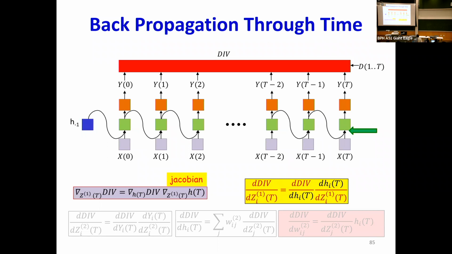A row vector multiplying by a matrix is going to give you a row vector. The Jacobian is always a matrix. Please, I've lost you guys at some point. Now, once I've got the derivative with respect to z, what is the next thing I would compute?